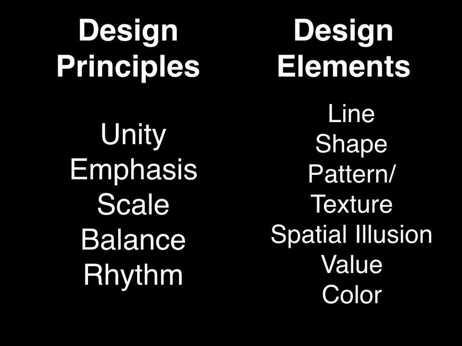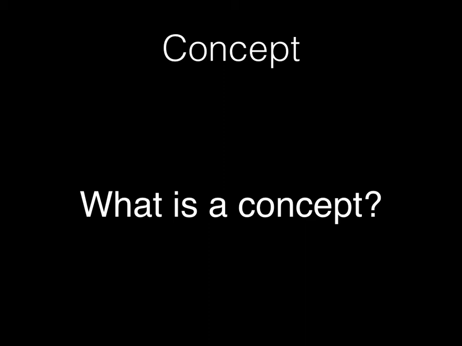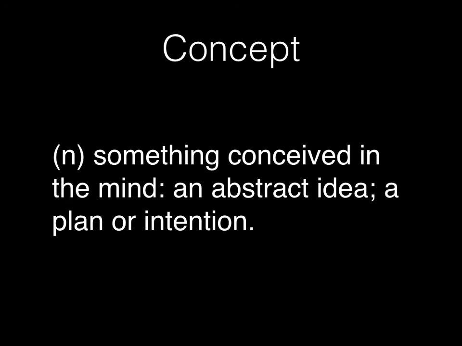Now, if we bring all of these together and understand how to use them, then you're going to understand the idea of composition. So how can you lay out a composition, and how can you get it to say something that you want it to? Which brings us to our third thing, concept. What is concept? All right, concept is something conceived in the mind. It's an abstract idea, a plan, or an intention.